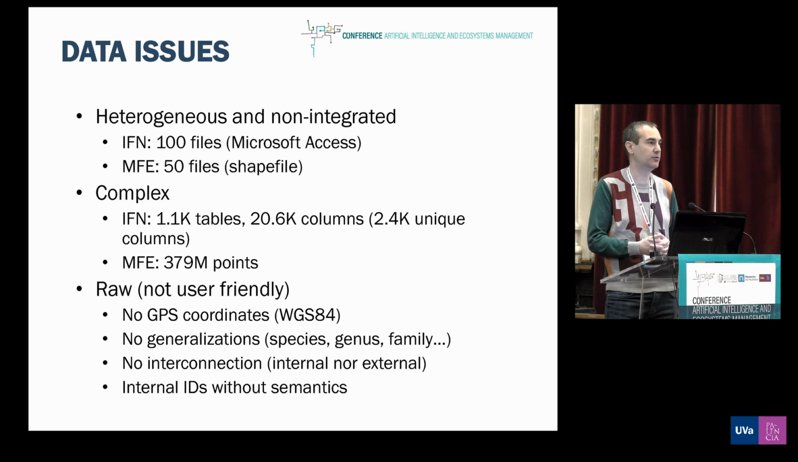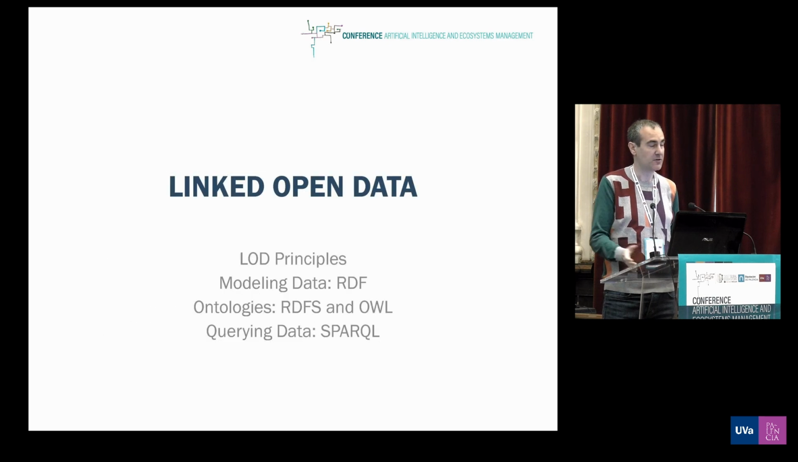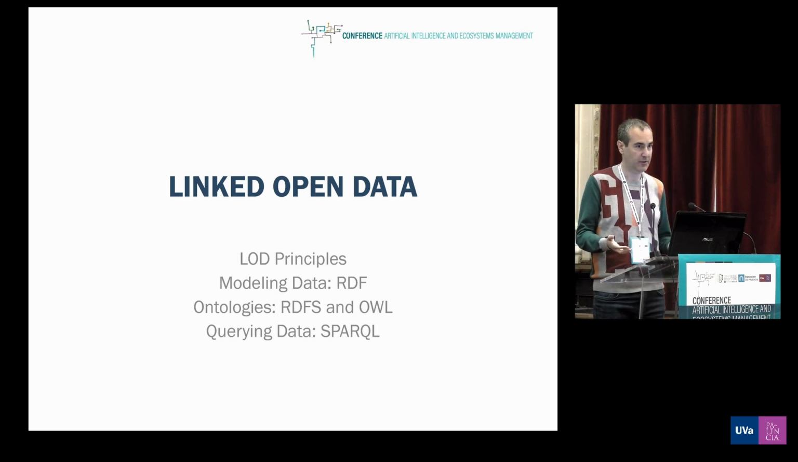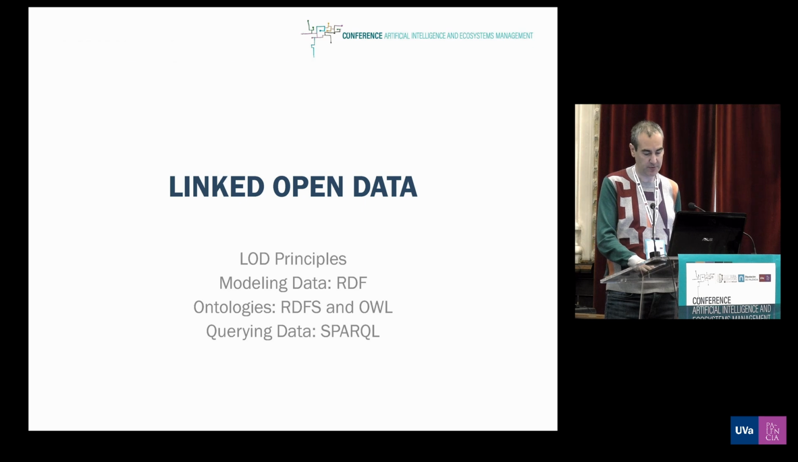And this data was not user-friendly, so they used all sorts of coordinate reference systems. None of them were the coordinate systems that GPS uses. There were no generalizations, so for example, you could know the species of a tree, but there was nothing about the genus or the family. There was no interconnection of the data, neither among them, nor with external resources. And finally, all this data was described using internal IDs that normally you had to check the documentation to understand. So we wanted to use linked open data to try to make this data more usable.